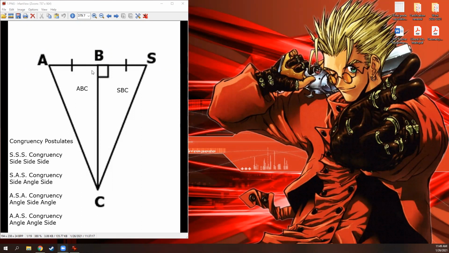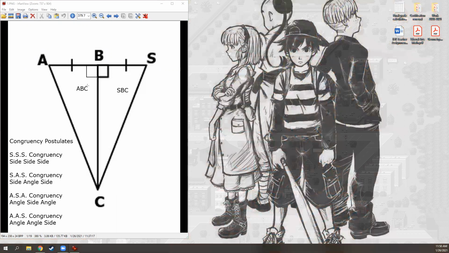And then they have the right angle here, which would make this what? Well, two angles on a line add up to 180. 180 minus 90 is 90. So we know that this angle right here is also 90 degrees. So angle B in ABC is equal to angle B in SBC because they're both 90. So we have a side and an angle.